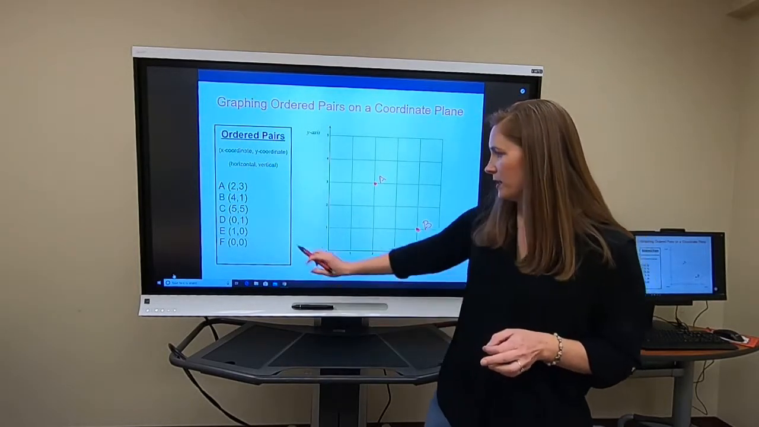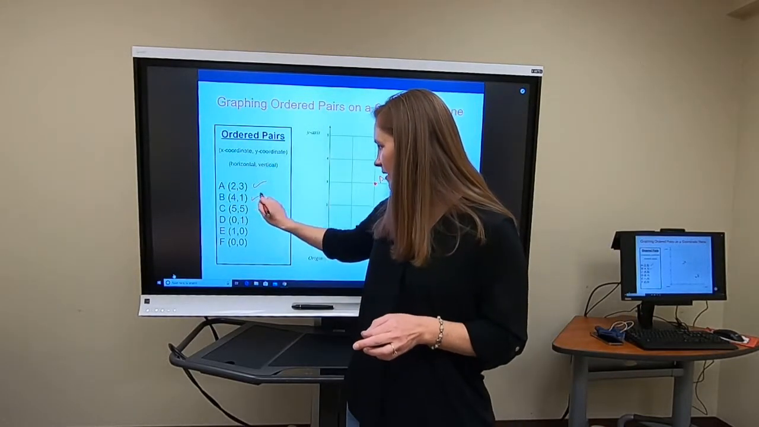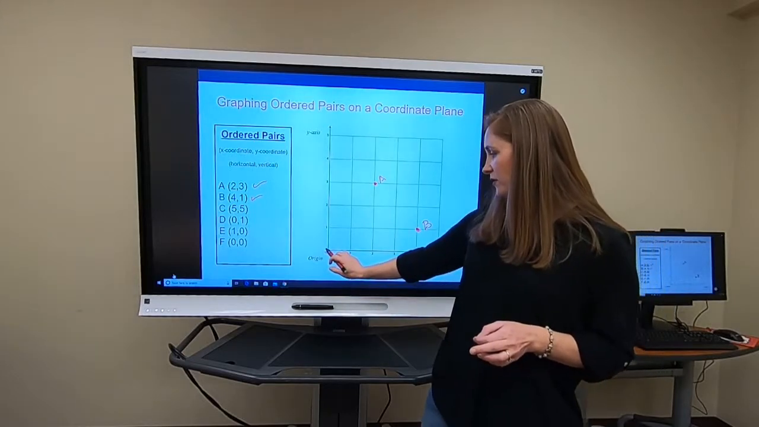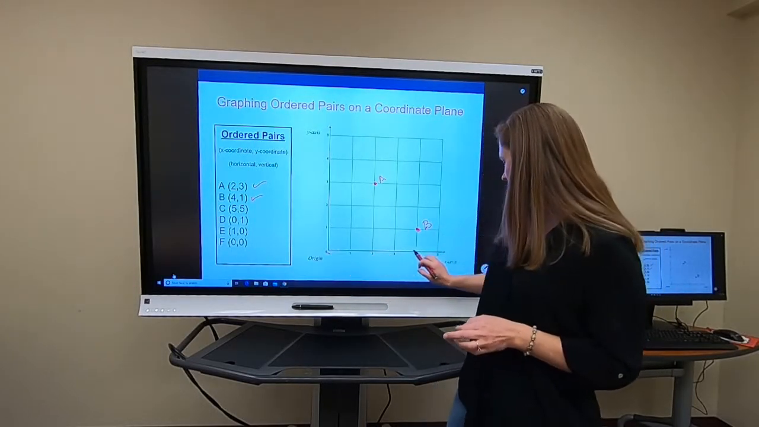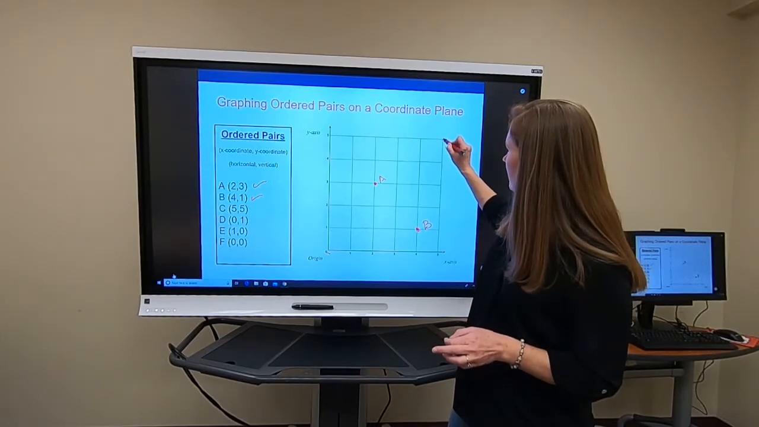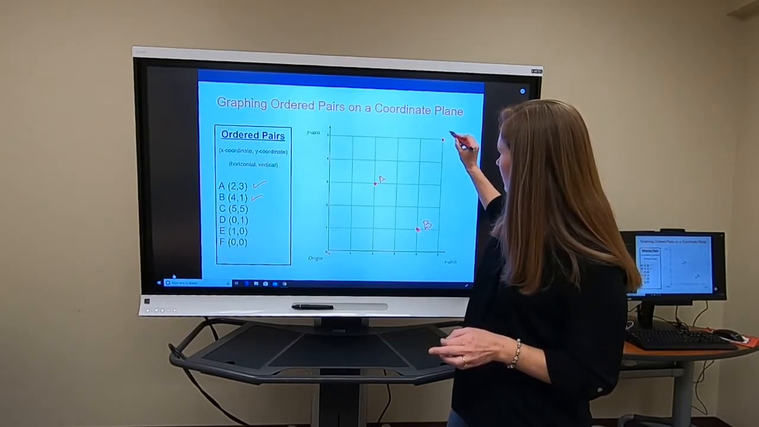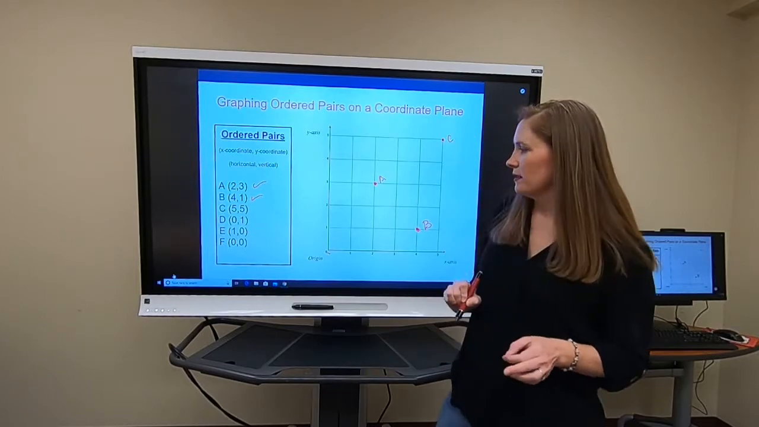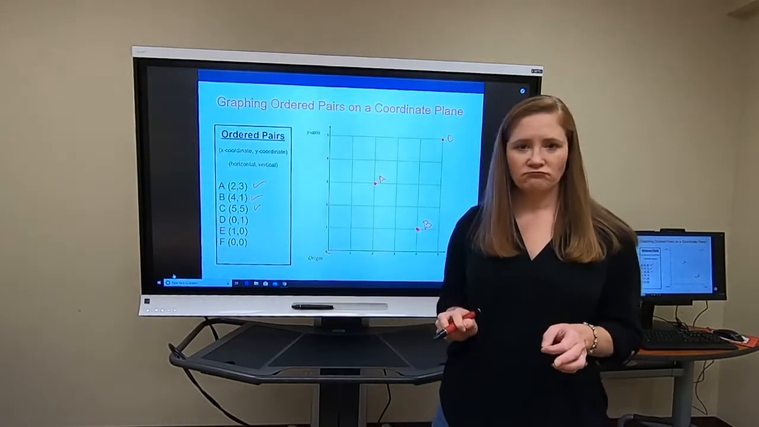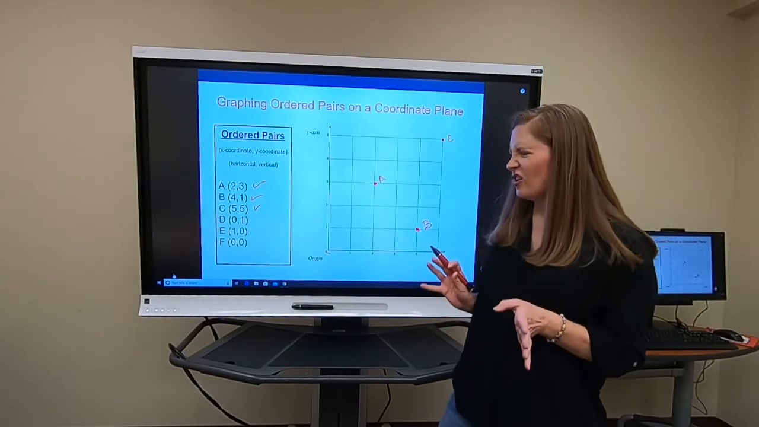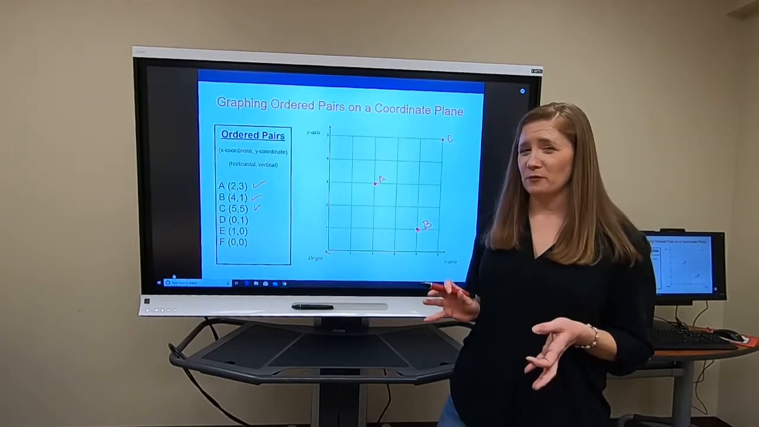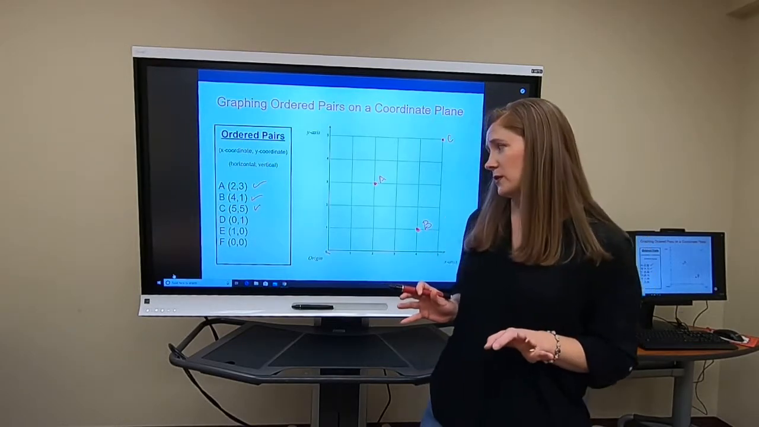My next point, now that I've done A and B, is C, which is 5, 5. I start at the origin, go over 5, up 5, and that is point C. So everybody good? These are pretty basic. Now here are a few that get a little tricky. I wanted to go over these before we move on to expanding our coordinate plane.